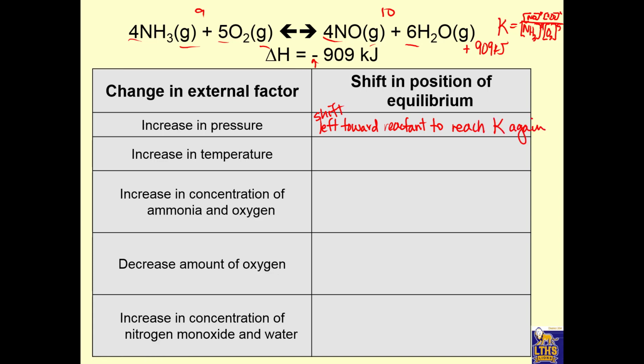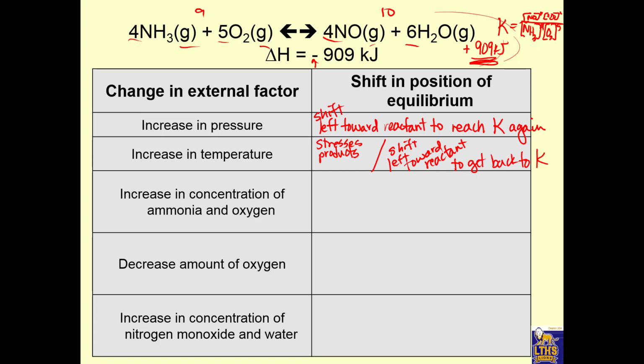All right, what if we increase the temperature? Well, increasing the temperature will stress products. Why? Because the heat's on the product side. So if we increase the temperature, this side will start reacting faster because that's the side with the heat. So it'll shift left toward reactants to get back to K. Okay.